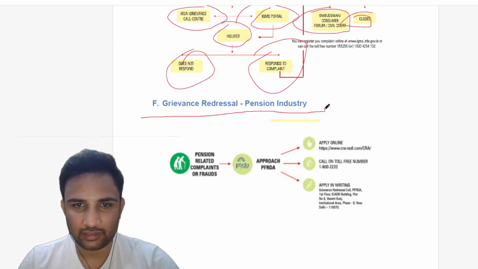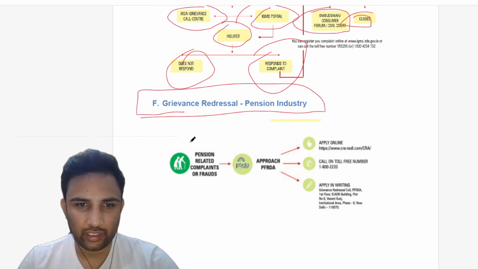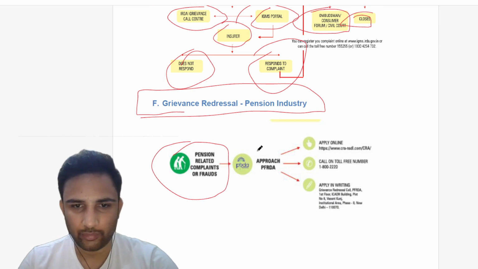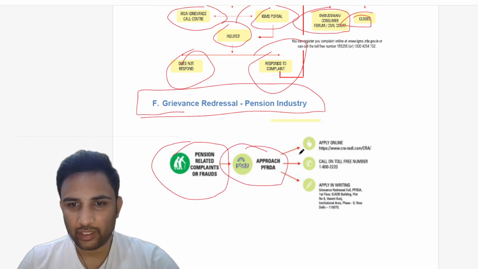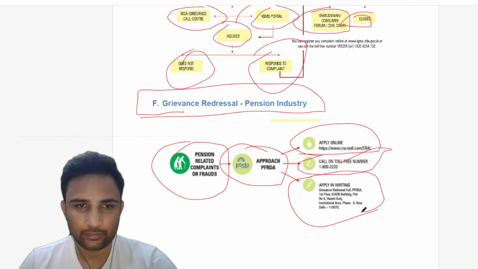This is the grievance redressal mechanism for the pension industry. Whenever a pension related complaint or fraud happens, they can approach PFRDA, where they can apply online, call on the toll-free number, or apply in writing to the PFRDA.